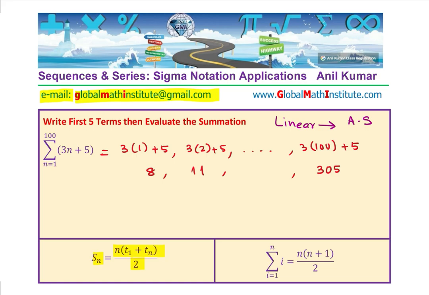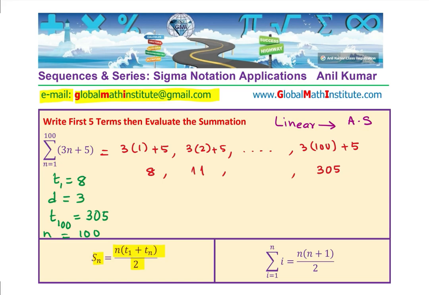So from here, you can see that A, the first term, or let me write T1, since in the formula I have written T1 and Tn. The first term is 8. Common difference is 3. The last term, which is the 100th term, will be 305. And number of terms n, as you know, is 100, since we are going from 1 to 100, right?